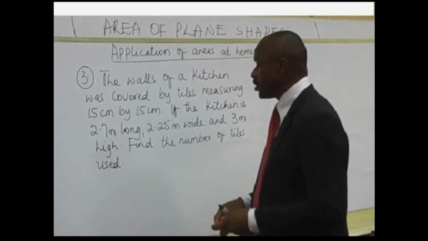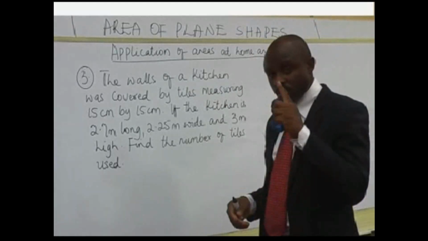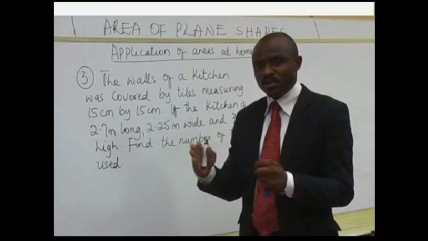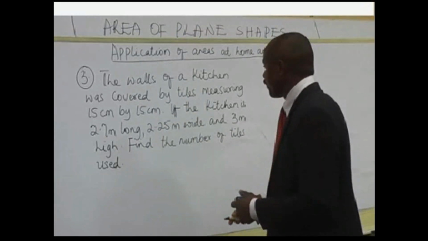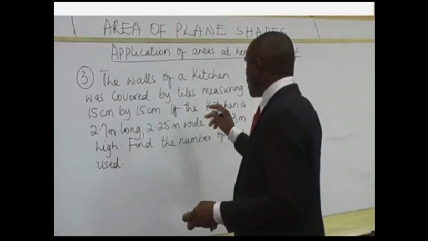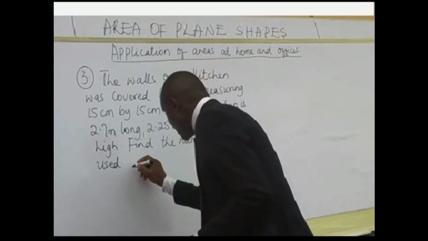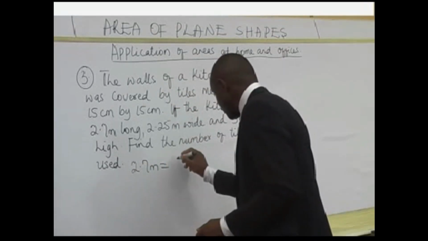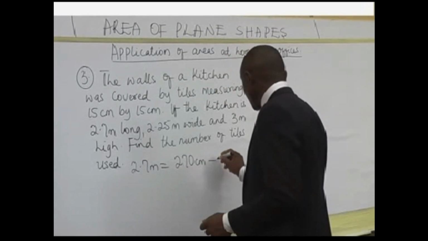First of all, we are going to change the whole information to a particular unit. We have been changing from meters to centimeters, and we also do so in this question. They said that the kitchen is 2.7 meters long. That means 2.7 meters is the same thing as 270 centimeters. That is the length.